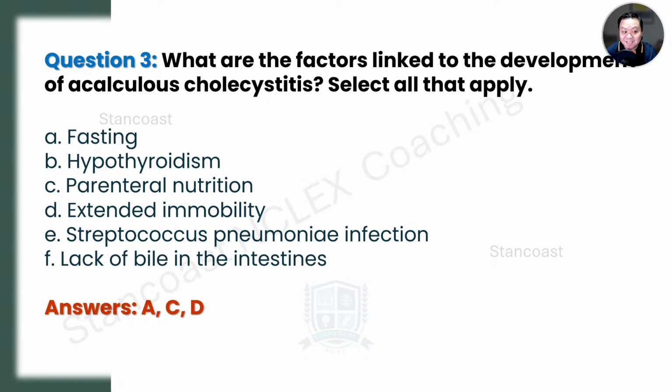Okay, so take note about those items. So we got A, C, and D. Why not letter B, hypothyroidism? This is not recognized as a risk factor for acalculous cholecystitis. Letter E, Streptococcus pneumoniae infection, is unrelated to acalculous cholecystitis as well. And letter F, the lack of bile in the intestines, is not directly the cause of this condition. Now let's have our next test item.